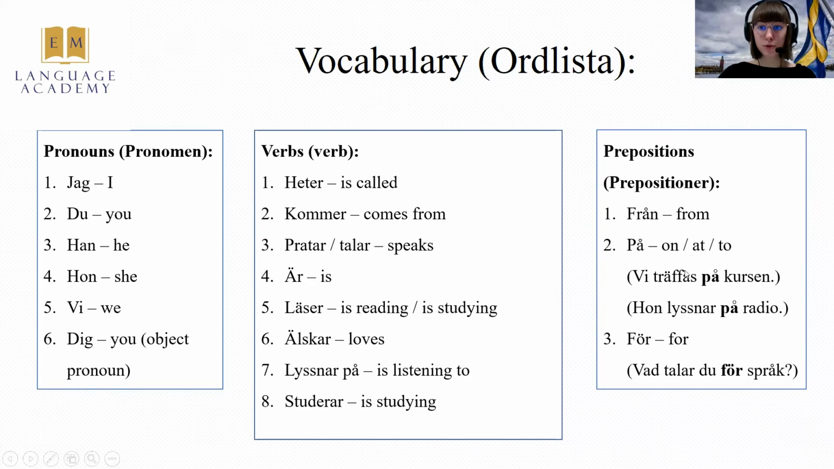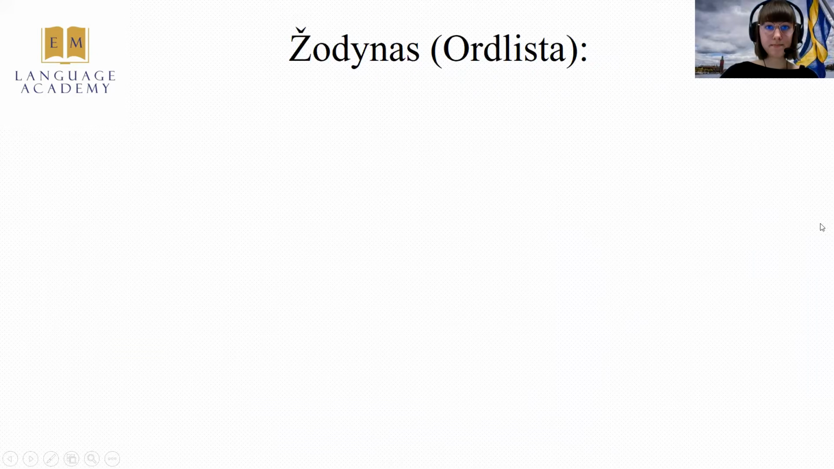På has a bunch of possible translations: on, at and to. Vi träffas på kursen. We meet each other during the courses or at language courses. Hon lyssnar på radio. She is listening to the radio. För, for. Vad talar du för språk? And then our ordlista.